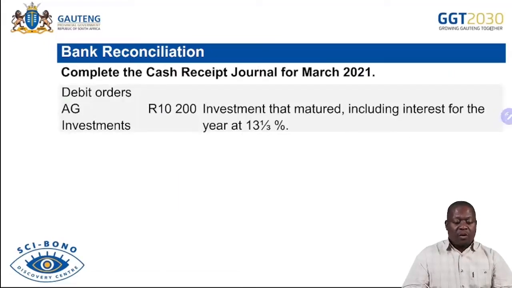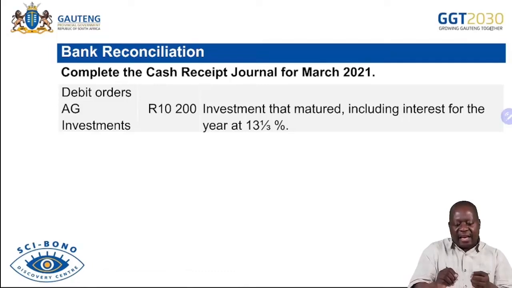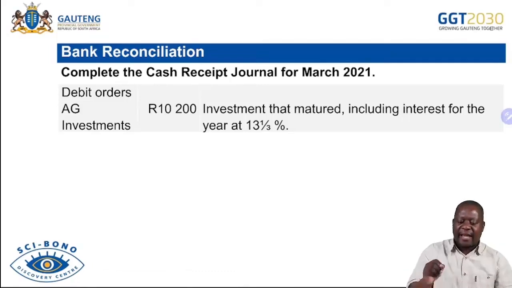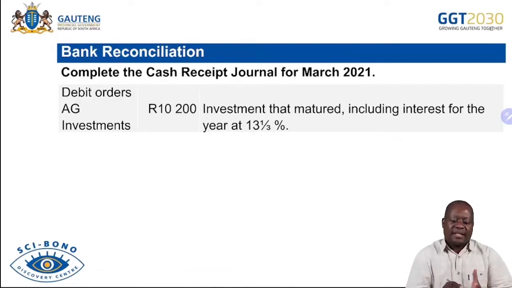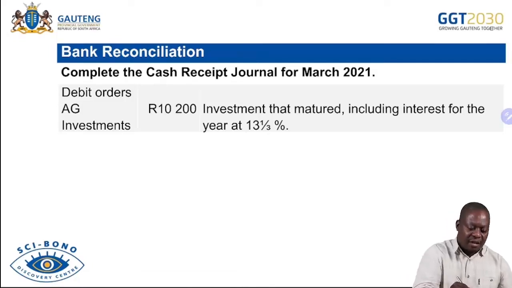Now, to complete our CRJ, let's look into information that affects our CRJ. The first thing that we are given is here, the debit orders. They are saying here when it comes to AG investments, we received 10,200, and this is an investment that matured, including the interest that they are giving us. So we need to separate interest from the investment. So if you remember, our investment is always our 100%.